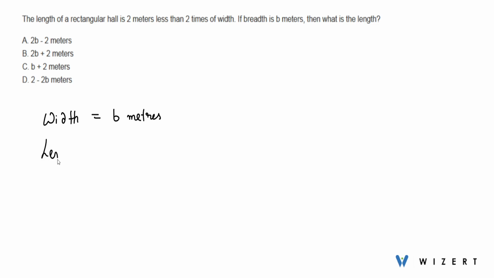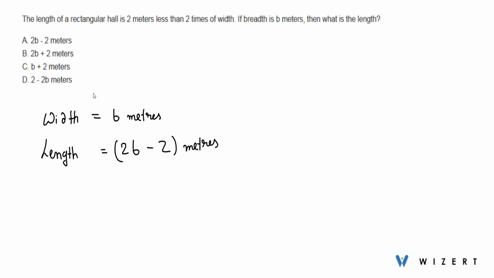Therefore length will be equal to, so length according to the question is equal to 2 meters less than 2 times the width. So 2 times of width is 2b meters and the length is 2 meters less than 2 times of width. So subtract 2 from 2b. So this will be the required dimension of the length of the rectangular hall. So it will be 2b minus 2 meters.